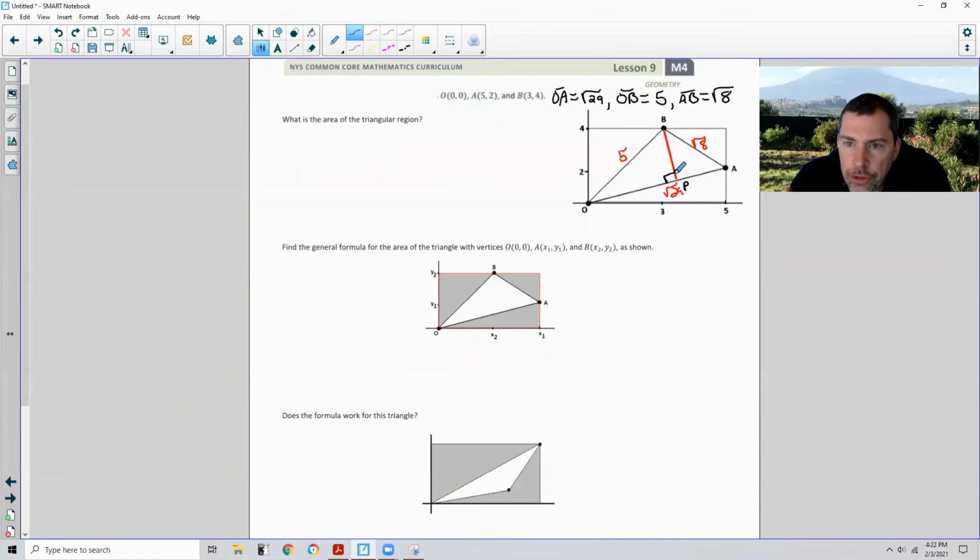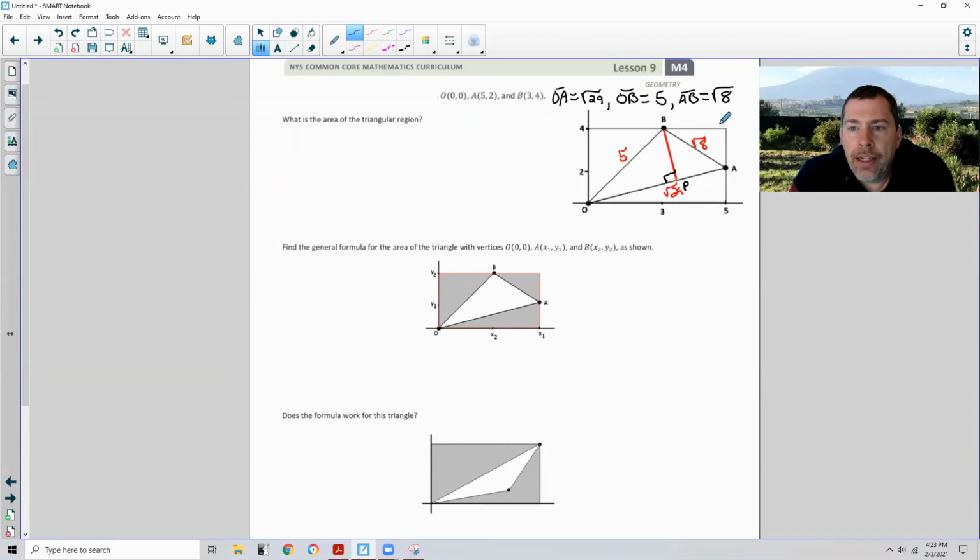Okay, so when I drop this altitude here, the problem is I don't know the measure of angle BOA. I don't know the measure of angle OBP. I don't know the measure of BPA, or I'm sorry, PAB. And I don't know the measure of angle ABP. I don't know any of those angle measures. All I know are these side lengths. I don't know what OP is. I don't know what PA is, but I know OA totally is, the total is square root of 29.